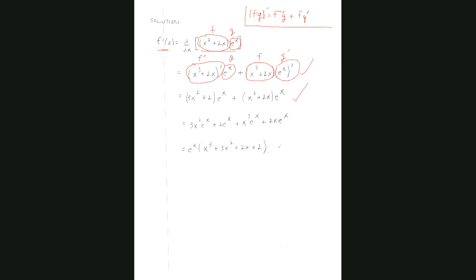And therefore, f prime of x, right, this is what we're finding. The derivative of my function is equal to this expression: 3x squared times e to the x plus 2 times e to the x plus x cubed times e to the x plus 2x times e to the x. WebAssign would accept this answer, but there's nothing wrong with factoring out an e to the x from all these terms. It's less to type in WebAssign.